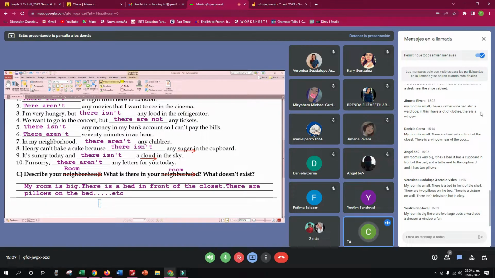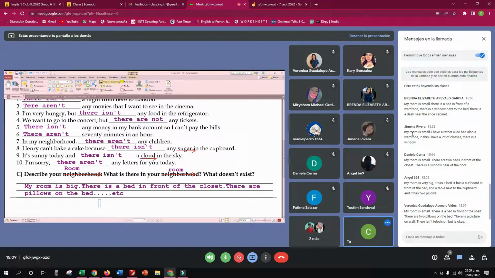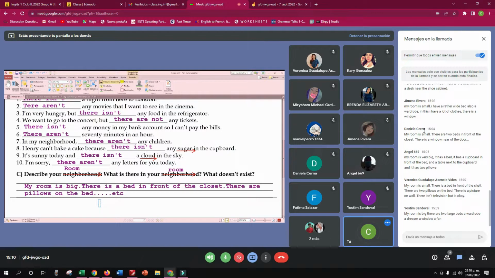Bueno, primer error, Jimena. Recuerda también que cuando inicies un párrafo o una oración siempre debe ser con inicial mayúscula. También el pronombre I siempre va con inicial mayúscula, ¿verdad? Porque es el pronombre. Entonces ahí tienes que escribirlo con inicial mayúscula, aunque no vaya al principio de la oración. Siempre tiene que ir con inicial mayúscula, ¿ok? So, check that one.